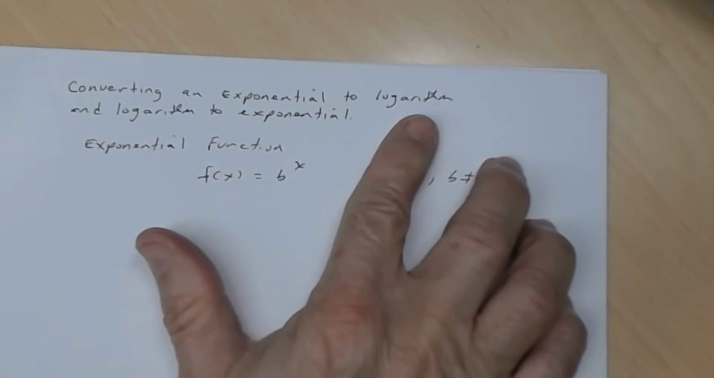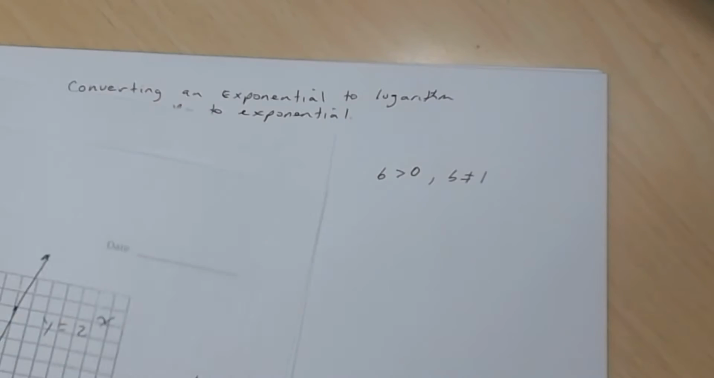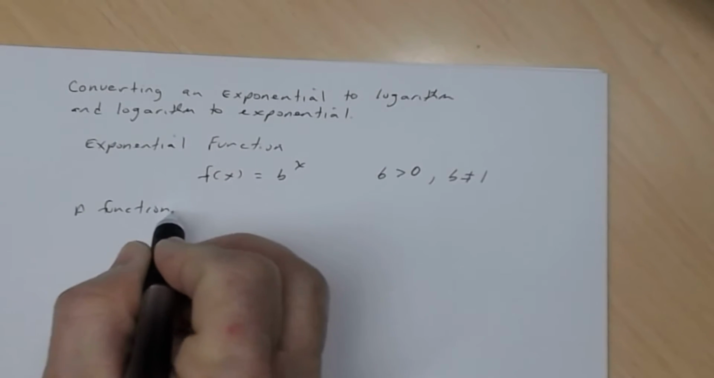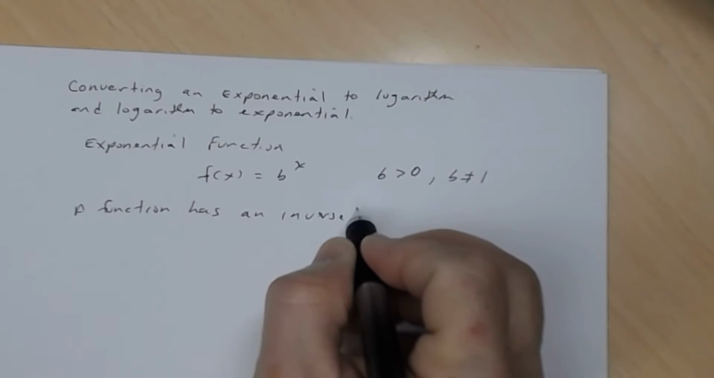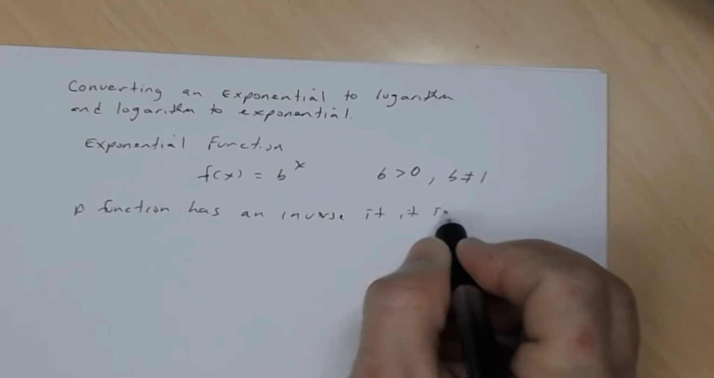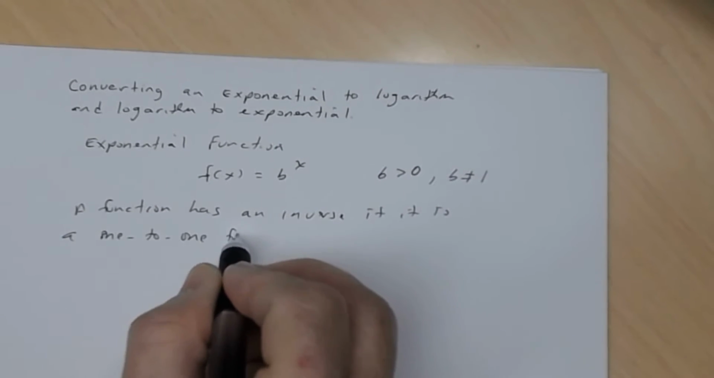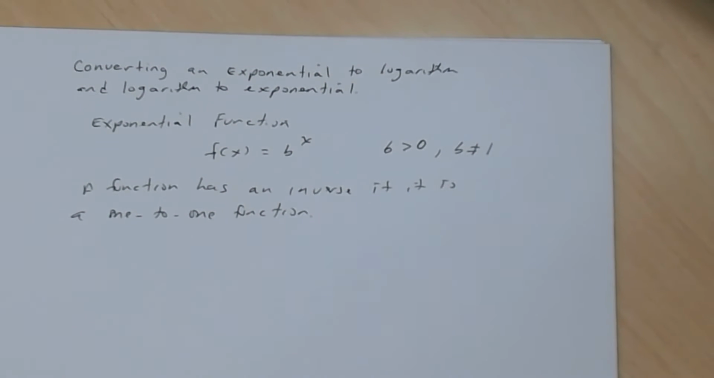But before we can talk about what a logarithmic function is, we need to talk about inverses. This is going to be just a quick synopsis of inverses. Okay, so a function has an inverse if it is a 1-to-1 function. So a function has an inverse if it is a 1-to-1 function.